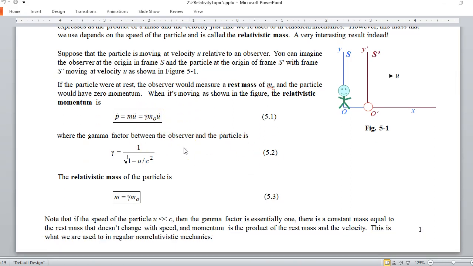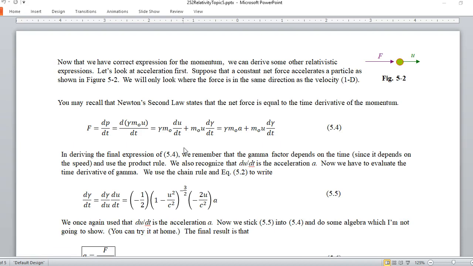Okay, the next thing we have to do is use that definition of momentum to do the rest of mechanics. So for instance, we can look at force and acceleration. So in this slide, what we do is we consider a case, as you see over here in this figure, a constant force applied to a particle with rest mass m naught. And let's suppose that the force is applied in the direction of the velocity. So this is a one-dimensional problem. We're only going to worry about one-dimensional problems.